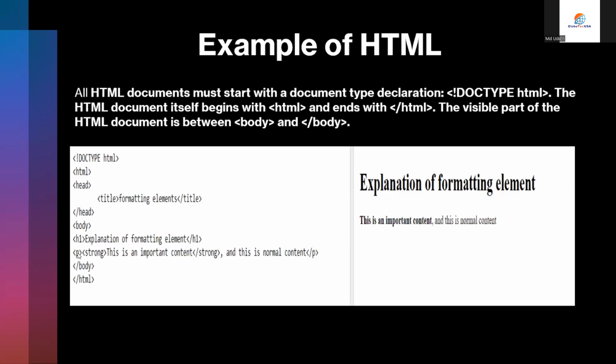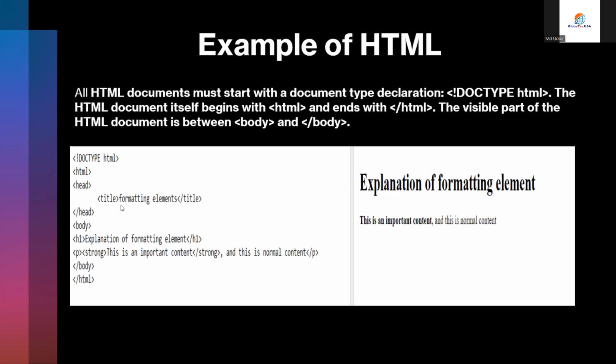P, this is a paragraph. Strong means it will be bold. So this is important content. And again, close with strong. So that means strong on both sides. That means this is important content. This should be shown as bold. And this is normal content. Finishing the body and HTML.